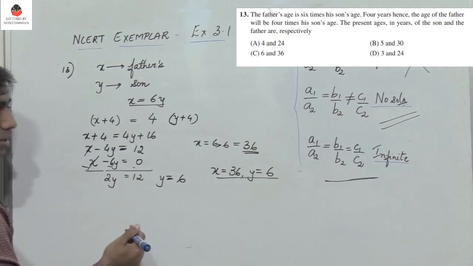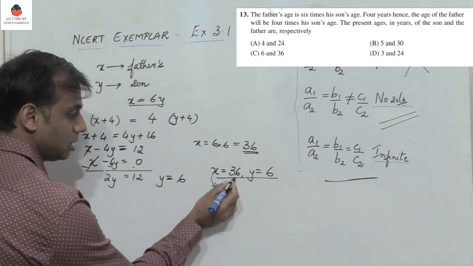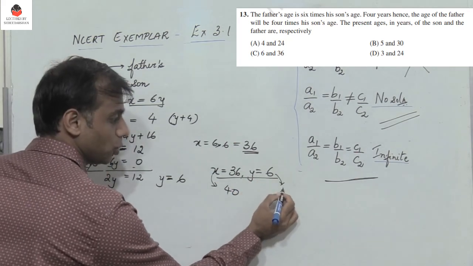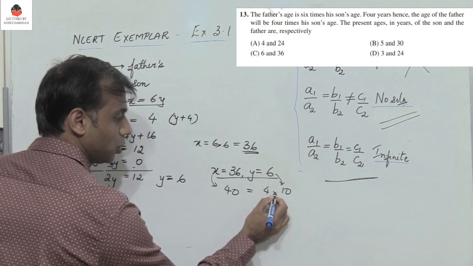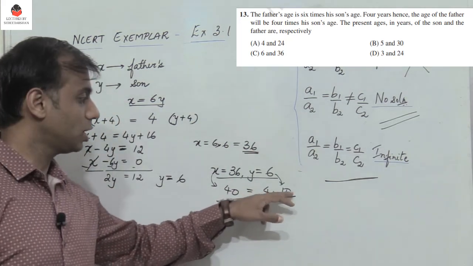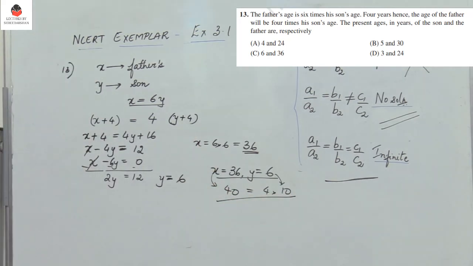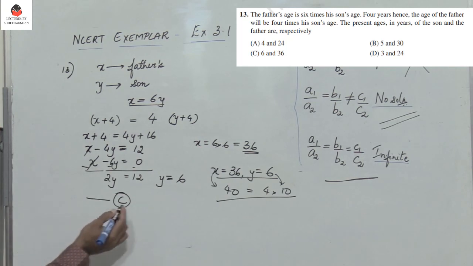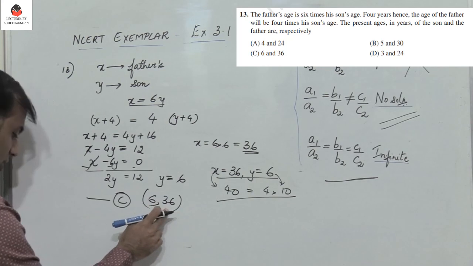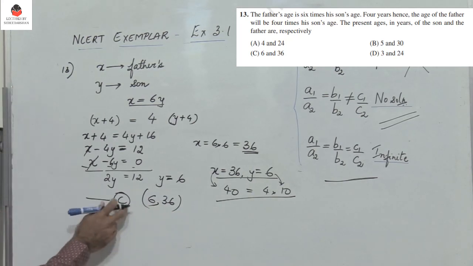Now 4 years hence, that means the father would be 36 plus 4, which is 40. The son would be 6 plus 4, which is 10, and that would be 4 into 10. So therefore, after 4 years, the father's age would be 4 times the son's age. So what is the right option? The right option is option C. So given the son's and the father's age are respectively, first the son's age and then the father's age, it is 6 comma 36, which matches with option C.